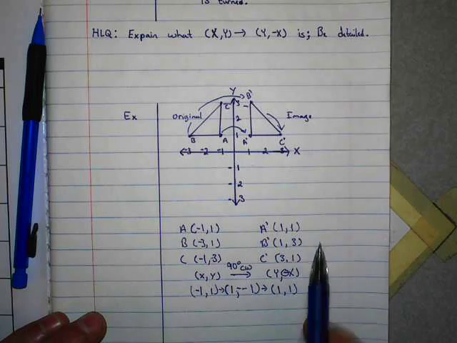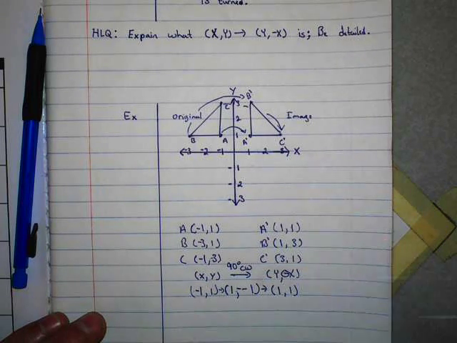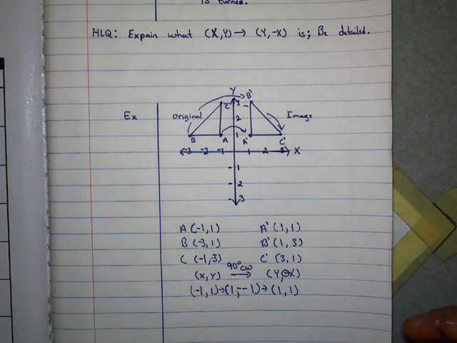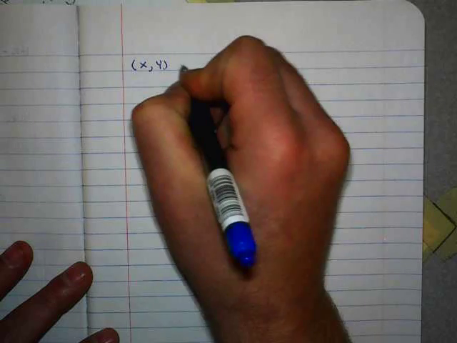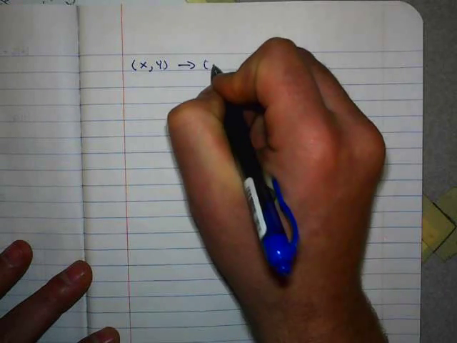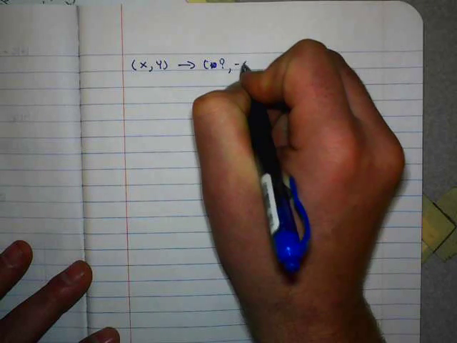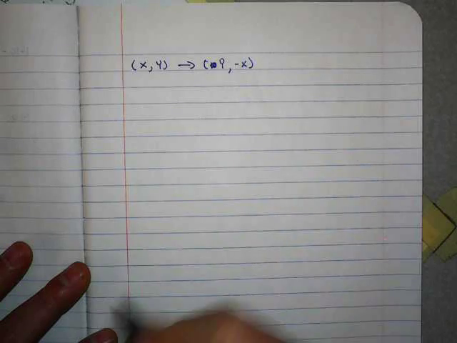The same thing happens B to B prime. C to C prime, still all true. So here's what we're going to do. We're going to flip the page, and we're going to have you guys do a little practice problem for me. We're going to actually work with the formula that we have for our practice problem. X, comma, y will change to y, comma, negative x.